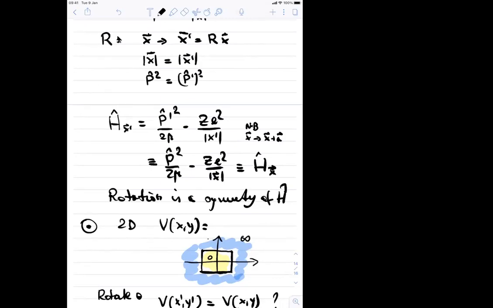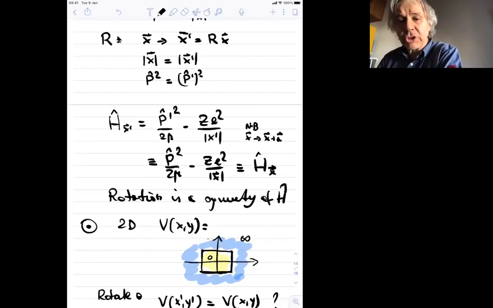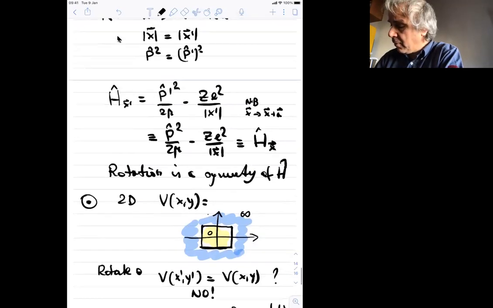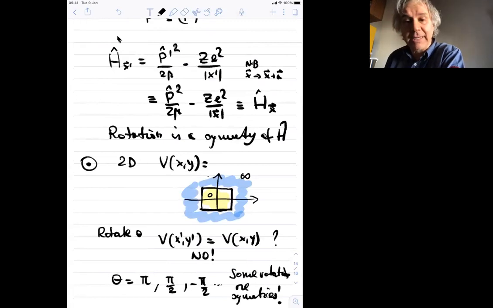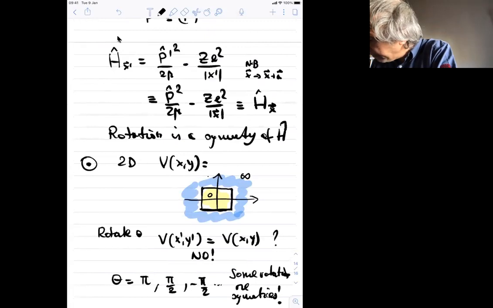I didn't get why just some rotations are symmetries. Why some rotations only? Yes. Well, you see very clearly that if I do x prime and y prime, which is a rotation by, say, 45 degrees, the potential is not the same. So take this point here. Rotate by 45 degrees, it ends here.